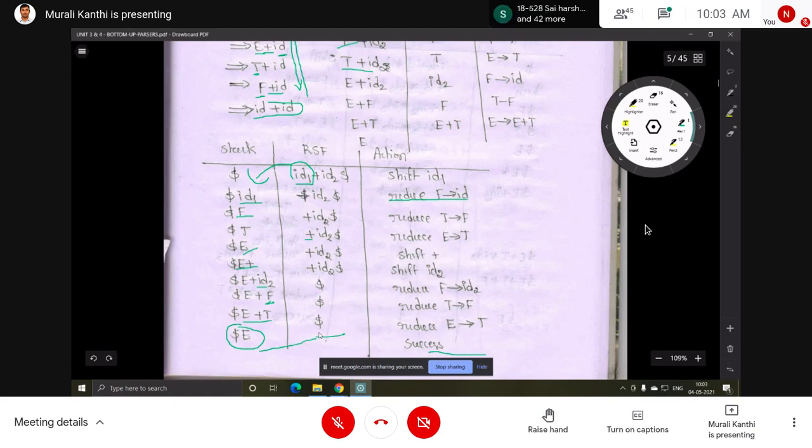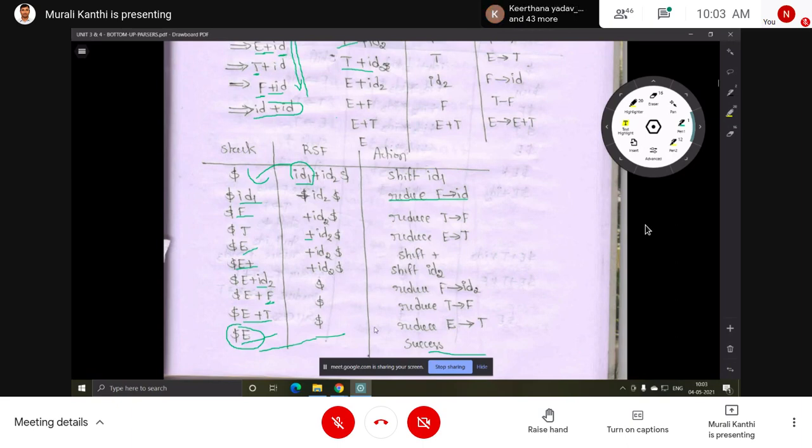Now, different cases. Case one: the input buffer is not completed, meaning some symbols are still in the input buffer, and a start symbol of the grammar has come onto the stack. We can do the shift operation, but we cannot find a handle, meaning we don't have a production in the grammar. In that case, this parser is going to announce error or reject.